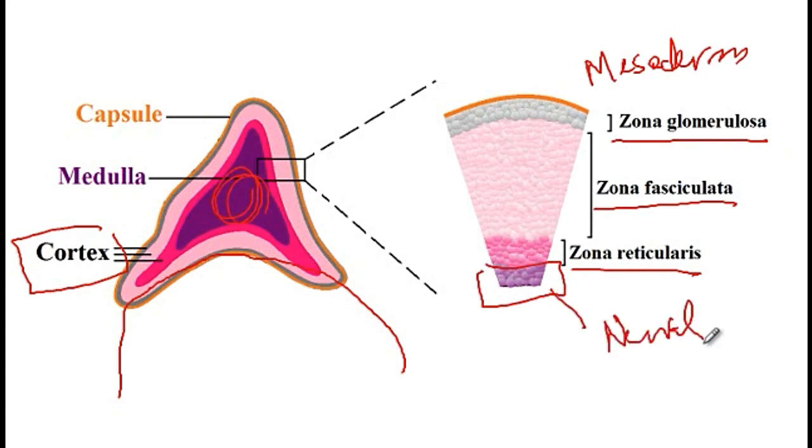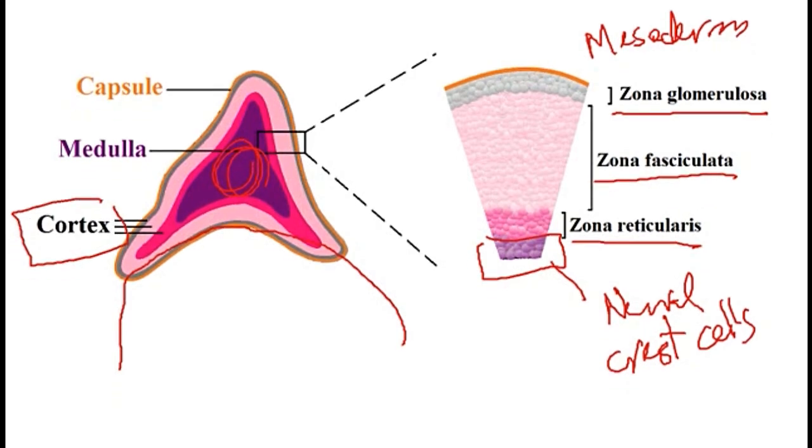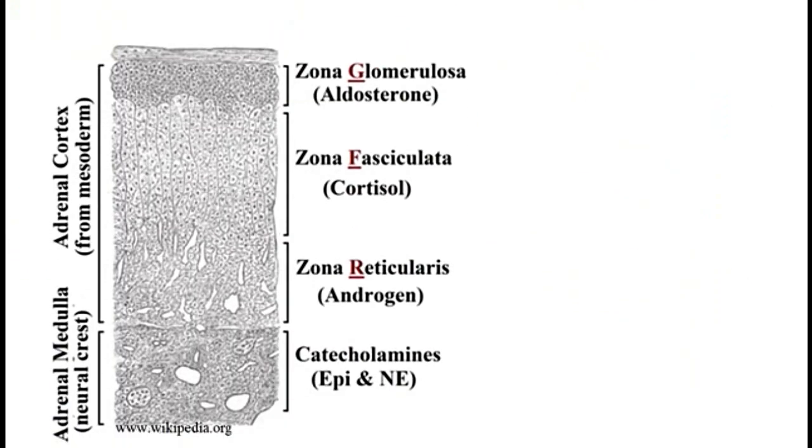So next, I would like to go over the function of different hormones that are produced by these parts of the adrenal gland. So here again we have another drawing of the adrenal gland. Here we have the adrenal medulla, which is derived from the neural crest cells, and its function is to produce catecholamines such as epinephrine and norepinephrine.